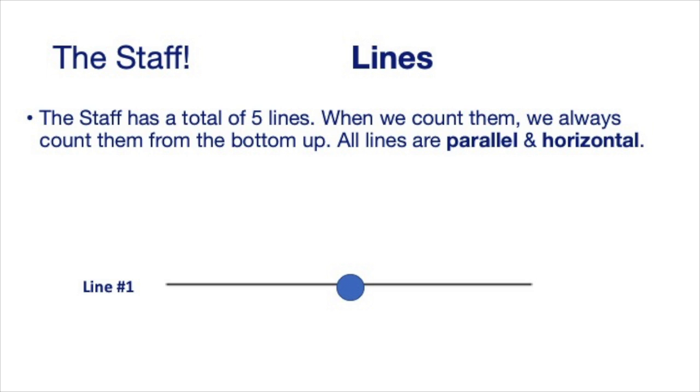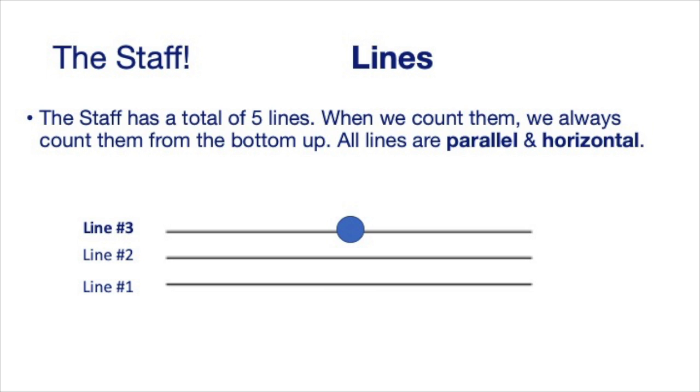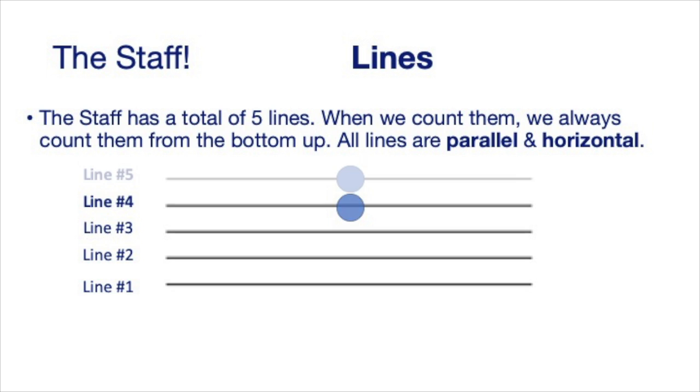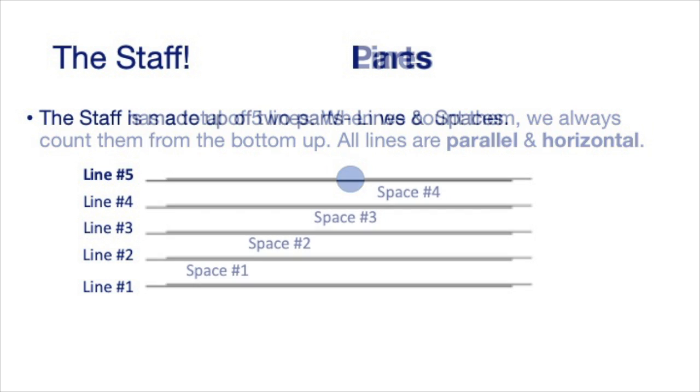If you notice on the page here, that dot is right in the middle of that line. When we have a note that's on a line, it's going to go right in the middle of that line. We have line number 1, line number 2, line number 3, line number 4, and line number 5. Again, for a total of 5 lines on our music staff.